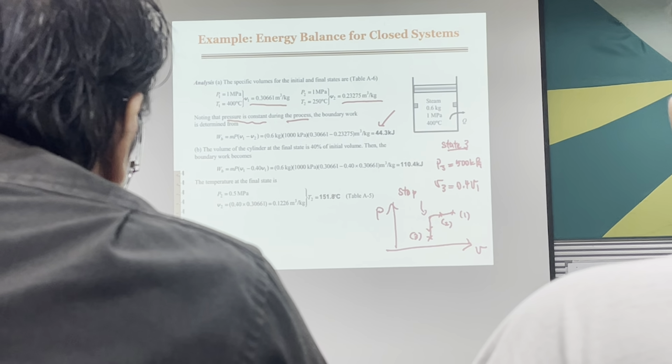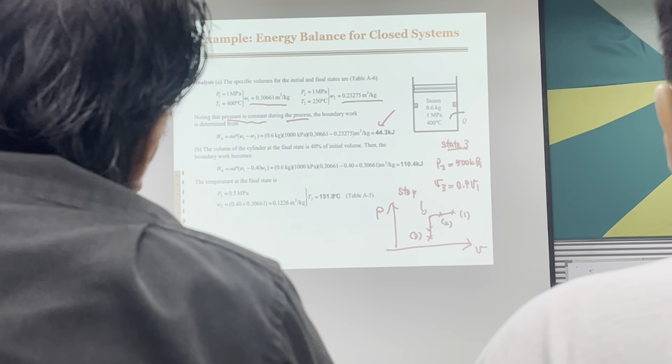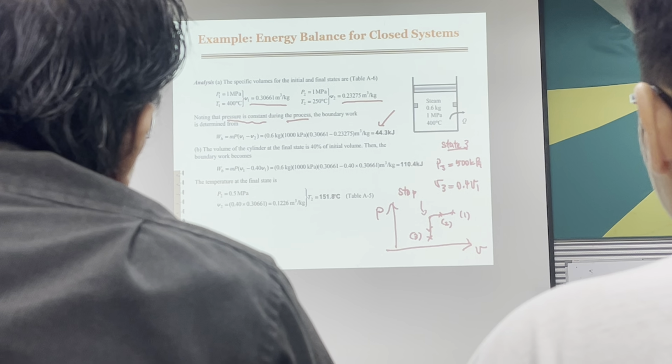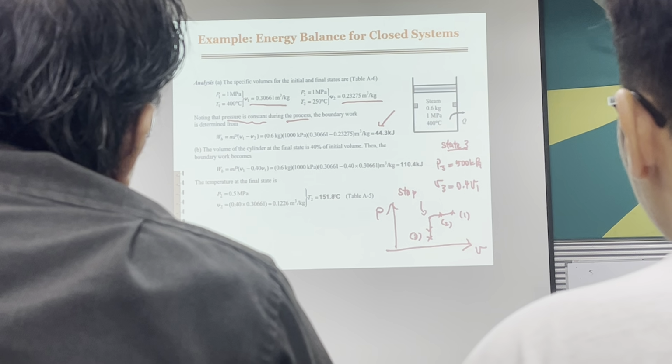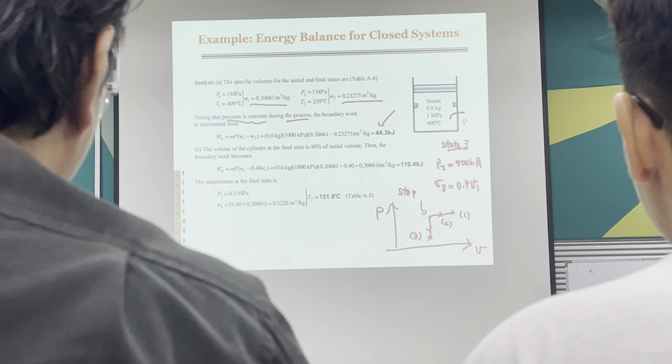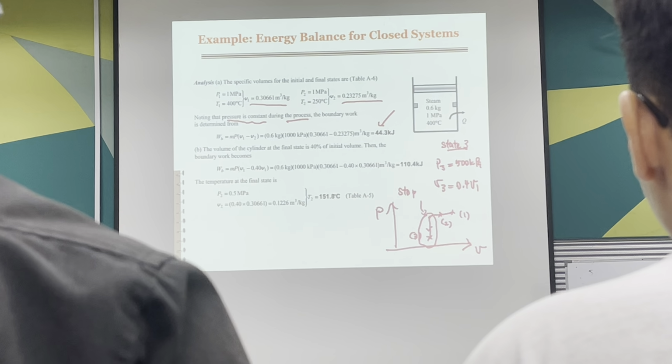Then when it reaches the stop, it cannot move anymore. But the pressure will reduce because it tries to move down, but the stop is pushing it up. So the pressure will reduce. That's why it is a straight line down. But at this point, there is no boundary work.